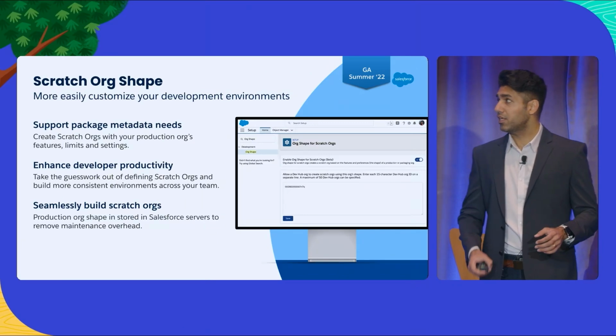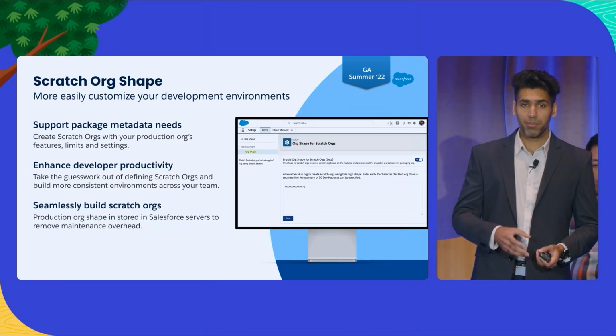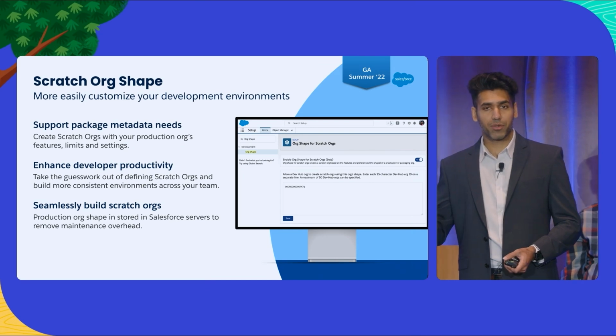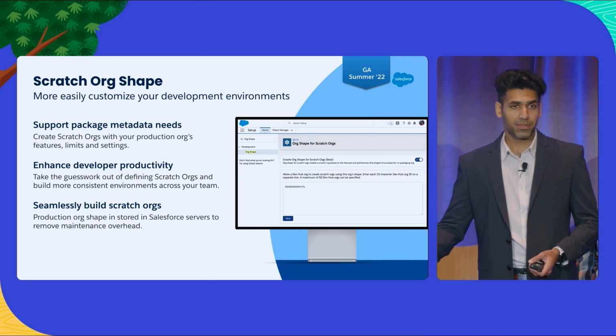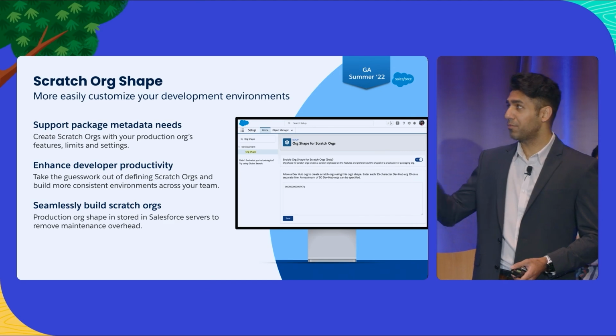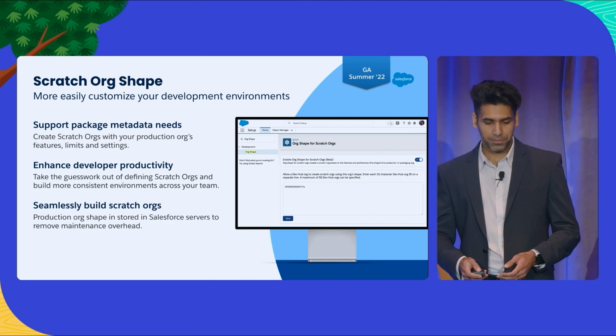With a single CLI command, you can capture the production org's shape and then reference that shape in your Scratch definition file to create Scratch orgs. If you don't understand that yet, that's fine. We're going to go through an example soon.